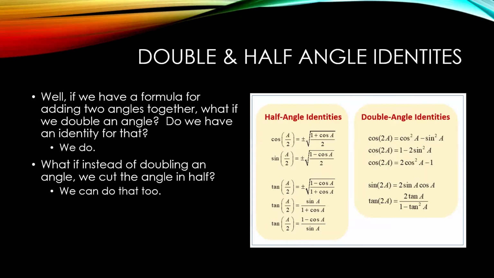Well, what if we have a formula for adding 2 angles together? What if we double an angle? Can we double an angle? And what if instead of doubling an angle, we want half an angle? Well, we have formulas for all of those. If we are doubling an angle, we can figure out a new expression to figure out what it is. If we're halving an angle, we can do that as well.